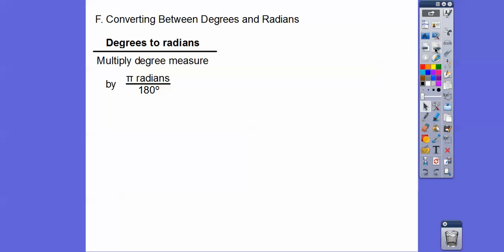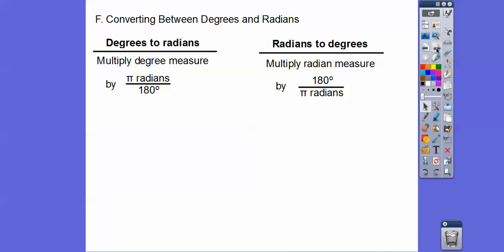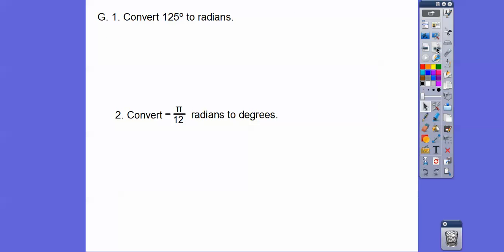Okay, so anyway, we're going to convert between degrees and radians. So when we convert degrees to radians, we multiply by pi radians divided by 180, and then we just do the reciprocal when we do radians to degrees. We multiply it by 180 degrees divided by pi radians, okay? So let's convert both of these. This degrees we're going to convert to radians, and this radians we're going to convert to degrees.